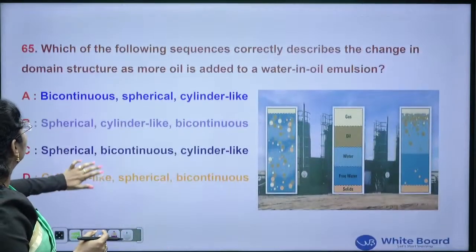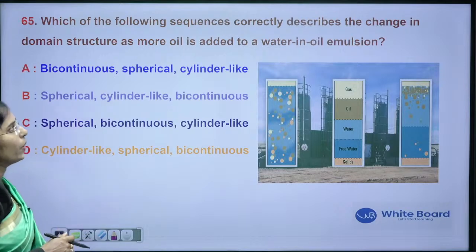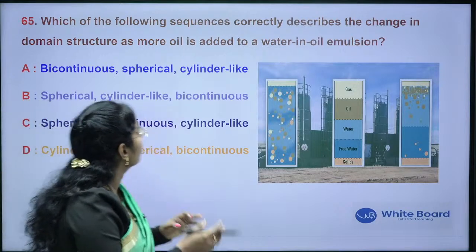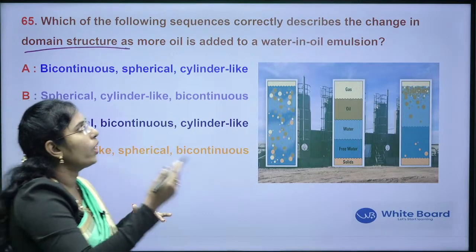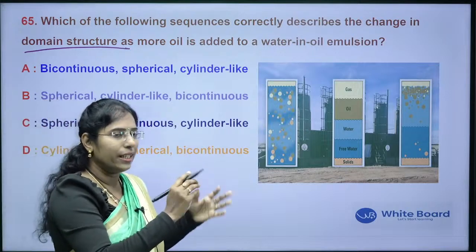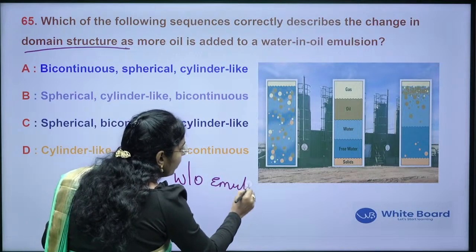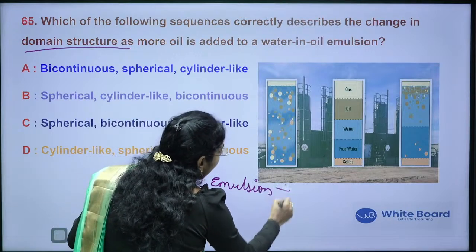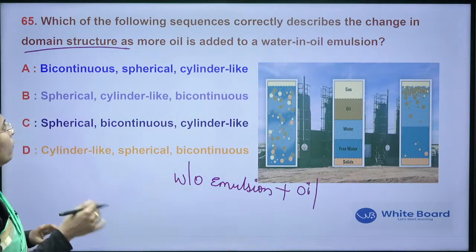Coming to the next question, 65. Which of the following sequences correctly describes the change in domain structure as more oil is added to the water in oil suspension, emulsion? So already it is a water in oil emulsion. To that water in oil emulsion, what are we adding? We are adding more oil. So what will be the domain of that structure?